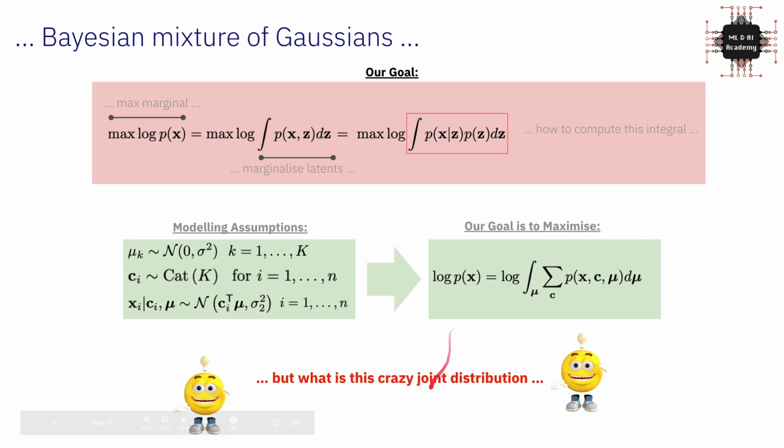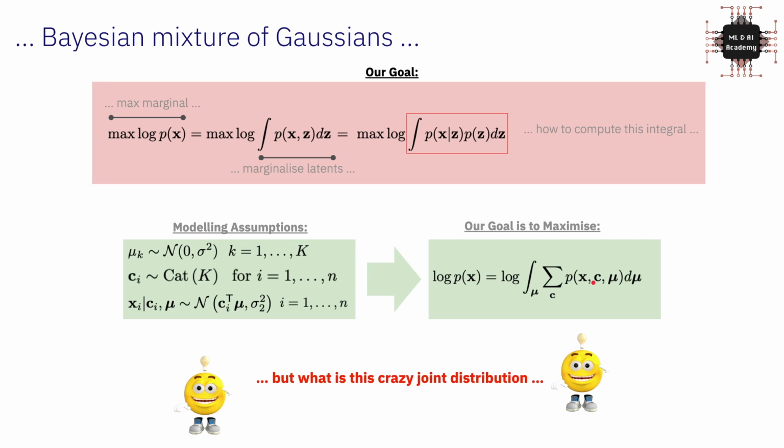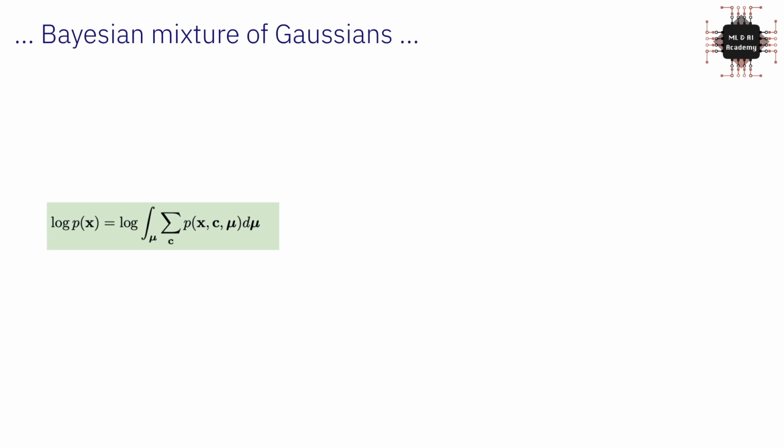So what about this crazy joint distribution? This joint distribution is not easy, because it has some discrete and some continuous random variables. So let's try to understand how we can factor this. What we're going to do is try to factor this joint distribution of x, c, and mu.